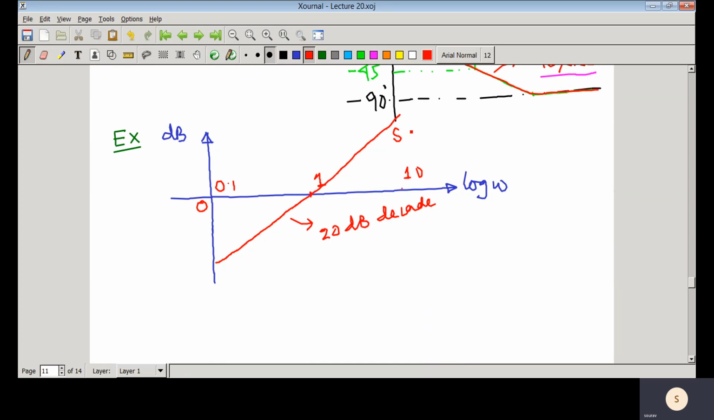Then what would be the plot of 1 by S? The plot of 1 by S would be just with the negative slope, this one. So this is the plot of 1 by S, and here the slope is minus 20 dB per decade, and at frequency omega equal to 1, it crosses the 0 dB line.